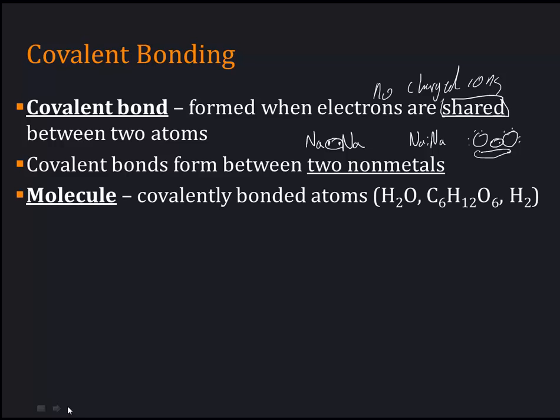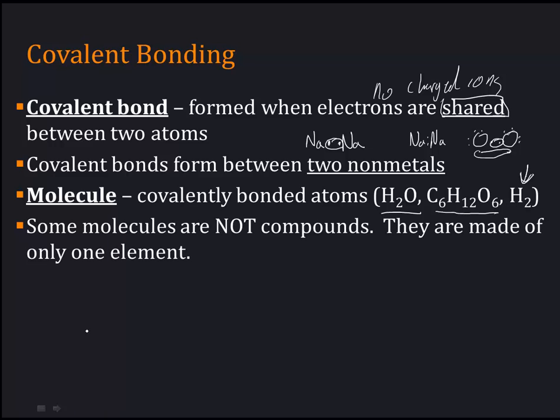Now, a molecule is a covalently bonded group of atoms. So ionic compounds have ionic bonds. Molecules have covalent bonds. And there are always going to be nonmetals in this. So water is a molecule. It's two hydrogens bonded to an oxygen atom. Glucose is a molecule. It's got carbon, hydrogen, and oxygen bonded together. Hydrogen right here is a molecule, but you'll notice this one's not a compound. H2 is hydrogen, the element. It only contains one kind of atom. That's true of some molecules.